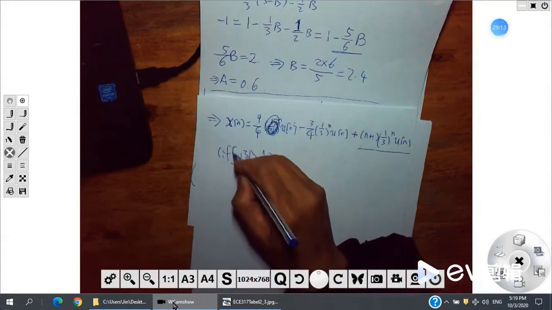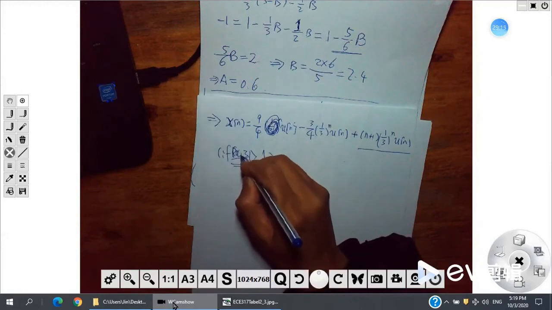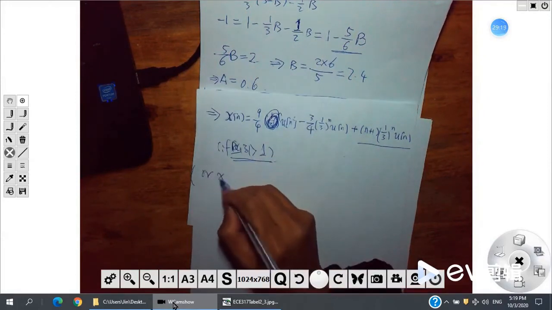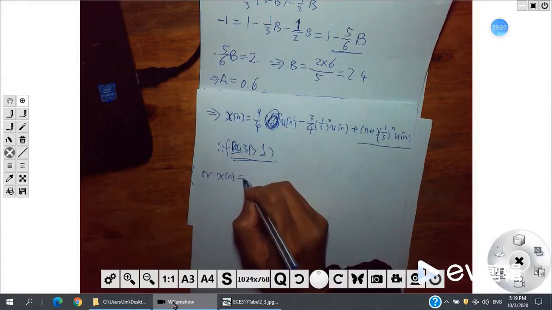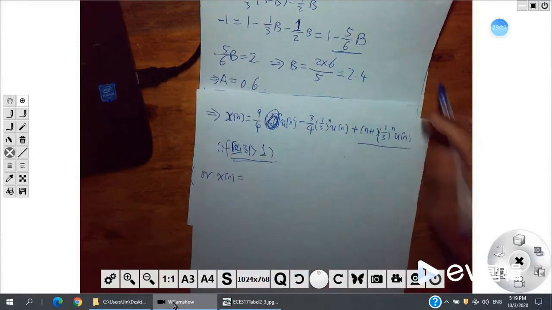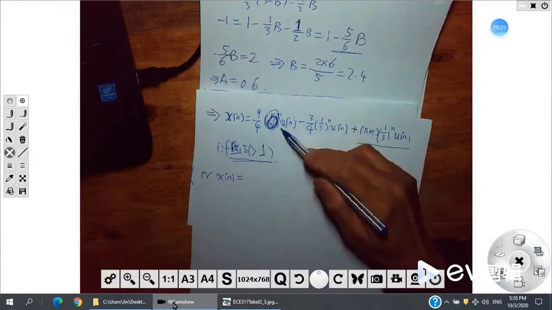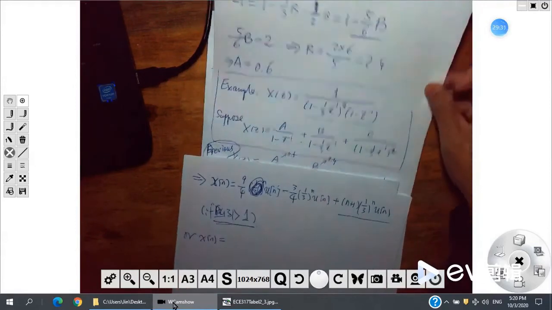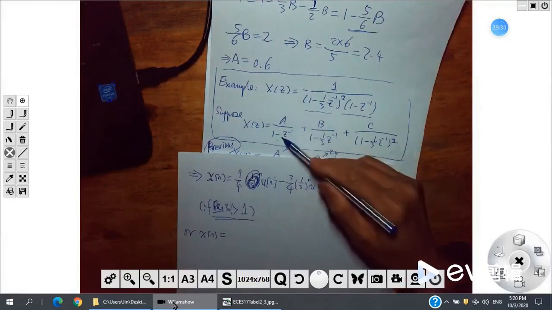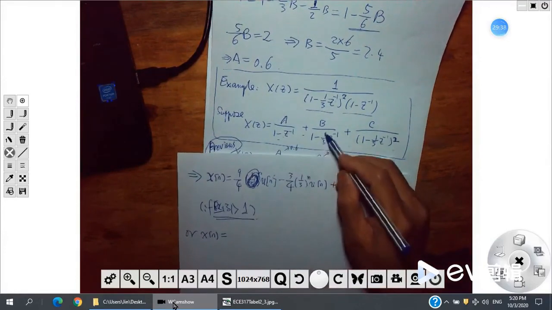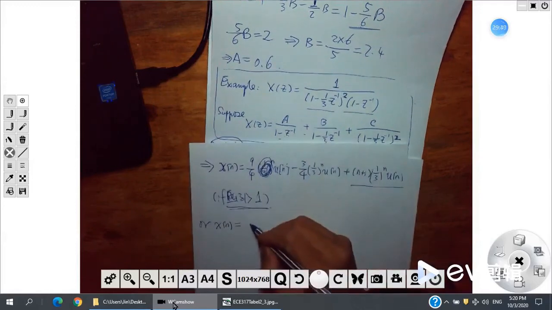For x of n, another case, I use a different ROC. Here I have these values, 1/3 and 1, right? This is 1/3, this is 1. So the first one I use larger than 1. Now I consider smaller than 1/3. This is the smaller one, even smaller than this. If the ROC is z smaller than 1/3.